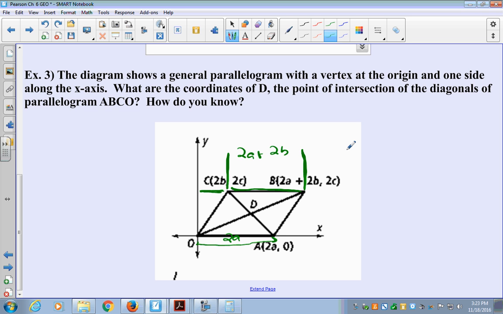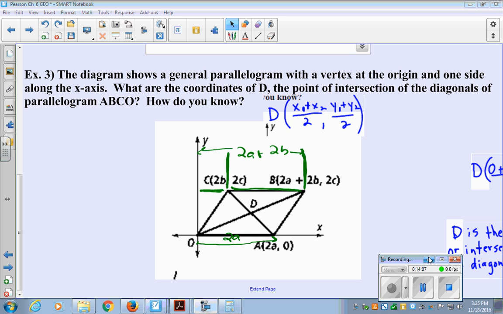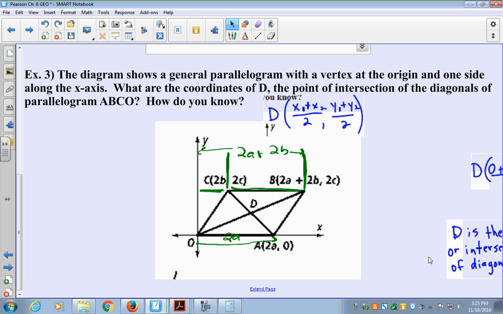So our coordinate is 2a plus 2b. And we know we have a height of 2c, but that's not going to help us in this situation. Okay, so let's go ahead and look at D like it is the midpoint.